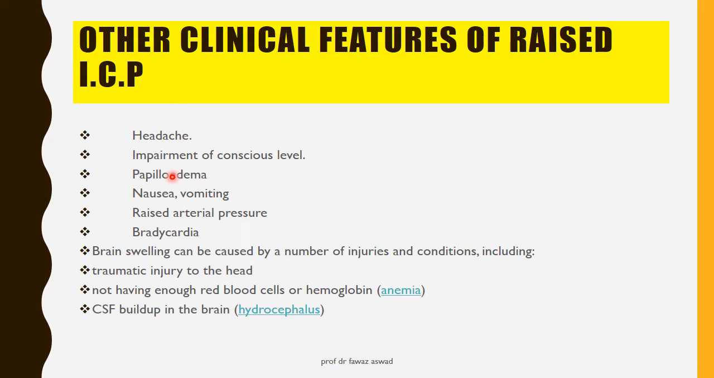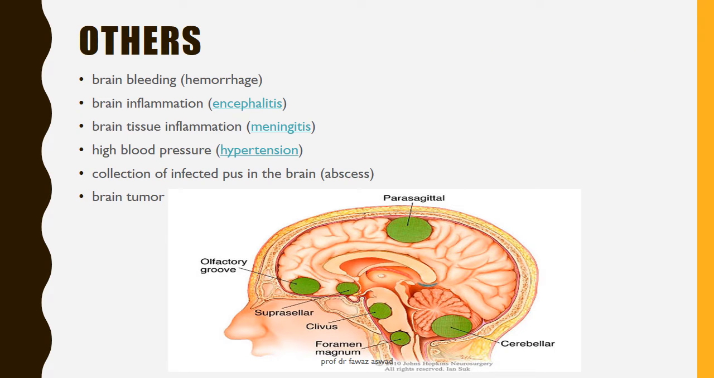So, taking into consideration the most important clinical features of the intracranial pressure. Another thing that is related to the intracranial pressure is whether there is encephalitis or meningitis, that is to say tissue inflammation. Again, the patient may complain from hypertension, and even collecting of infected pus in the brain, and here the patient may complain from abscess inside the brain.